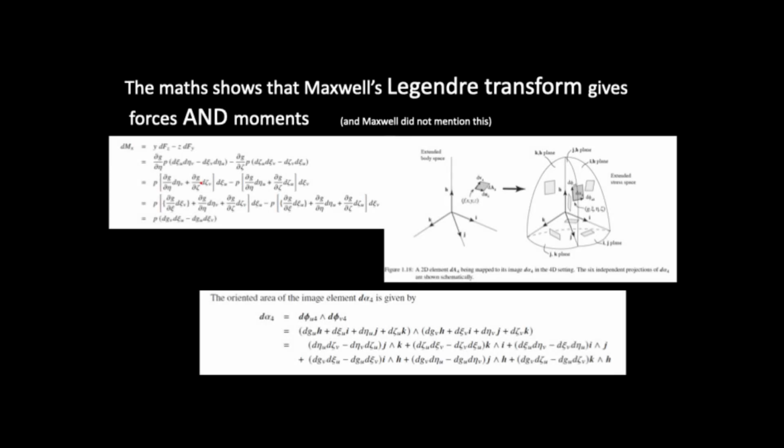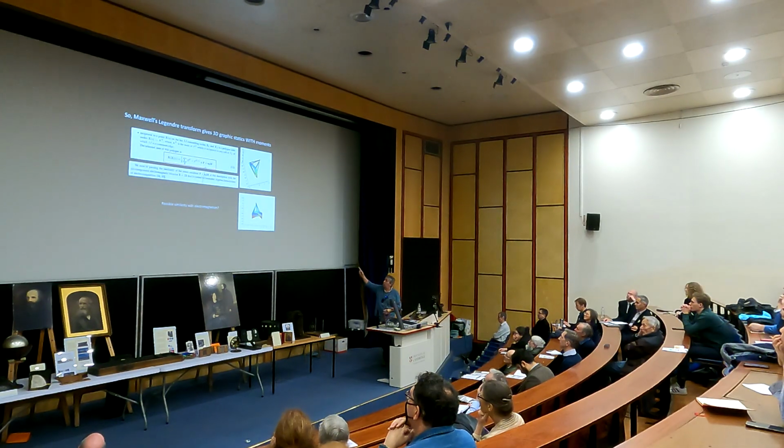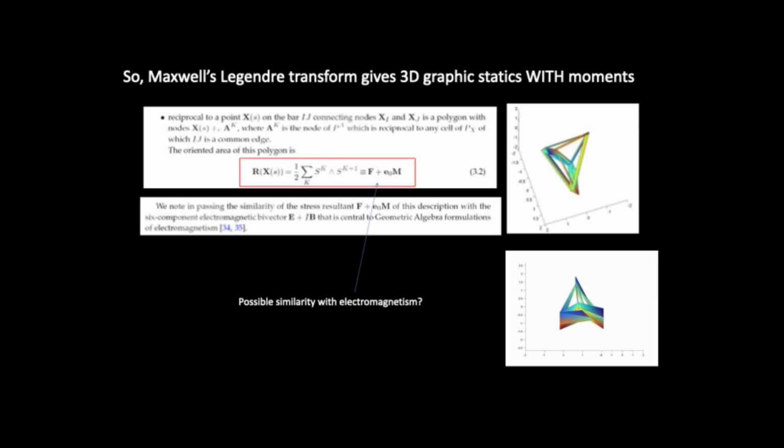If you do the Legendre transform, that's just to show you the maths. And it gives you these pictures. But look at this: F plus E naught M. That, to me, just looked like the electromagnetic bivector in a 4-dimensional space. And I thought, that's interesting. I don't know anything about the history of it, but that just jumped out at me there.